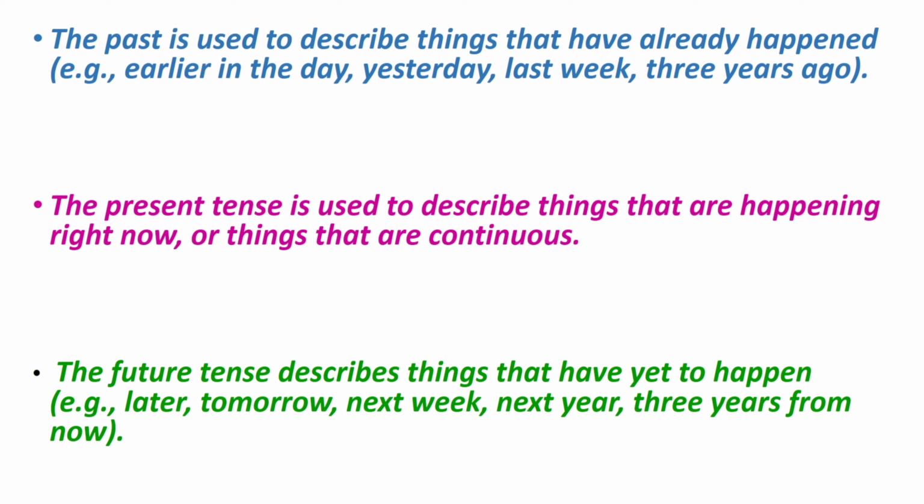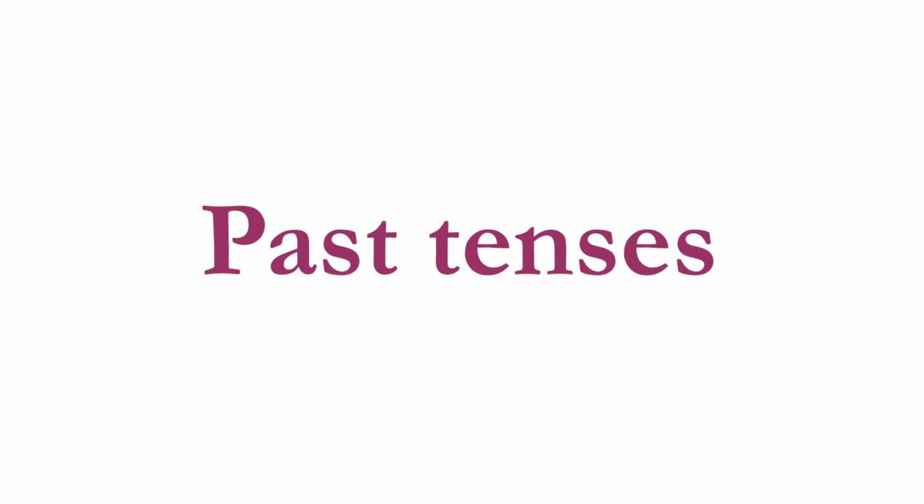years ago. The present tense is used to describe things that are happening right now, or things that are continuous. The future tense describes things that have yet to happen, for example later, tomorrow, next week, next year, 3 years from now. Past tenses.